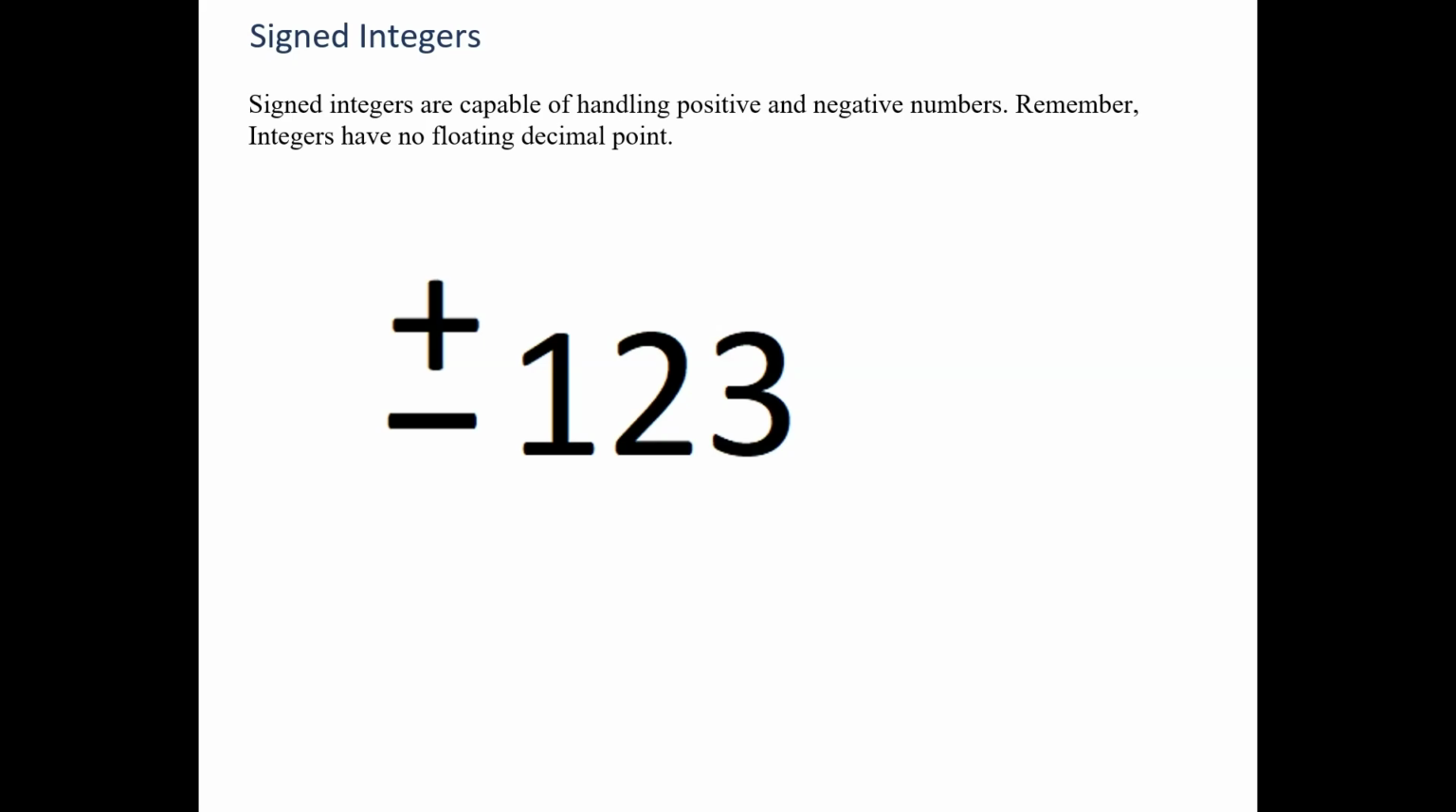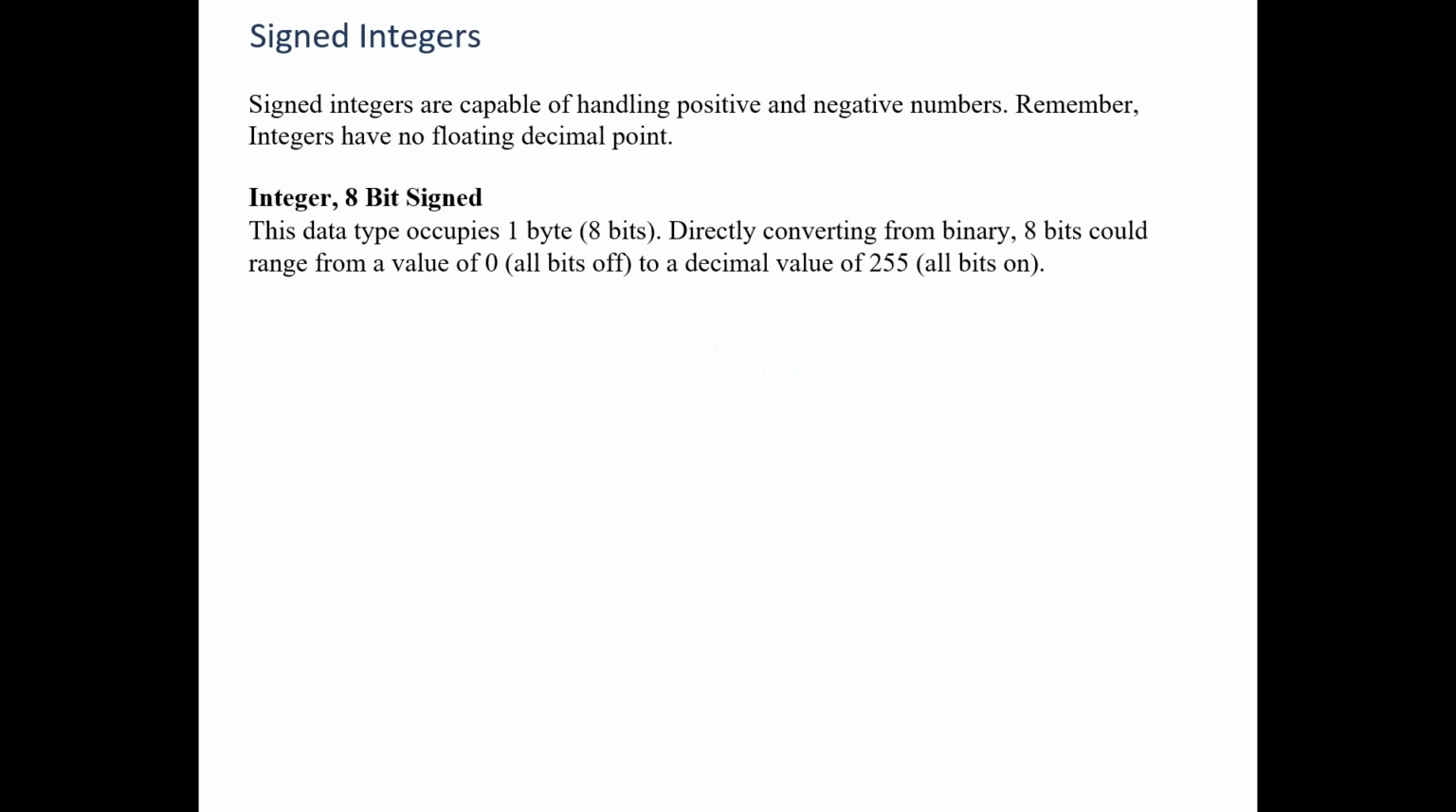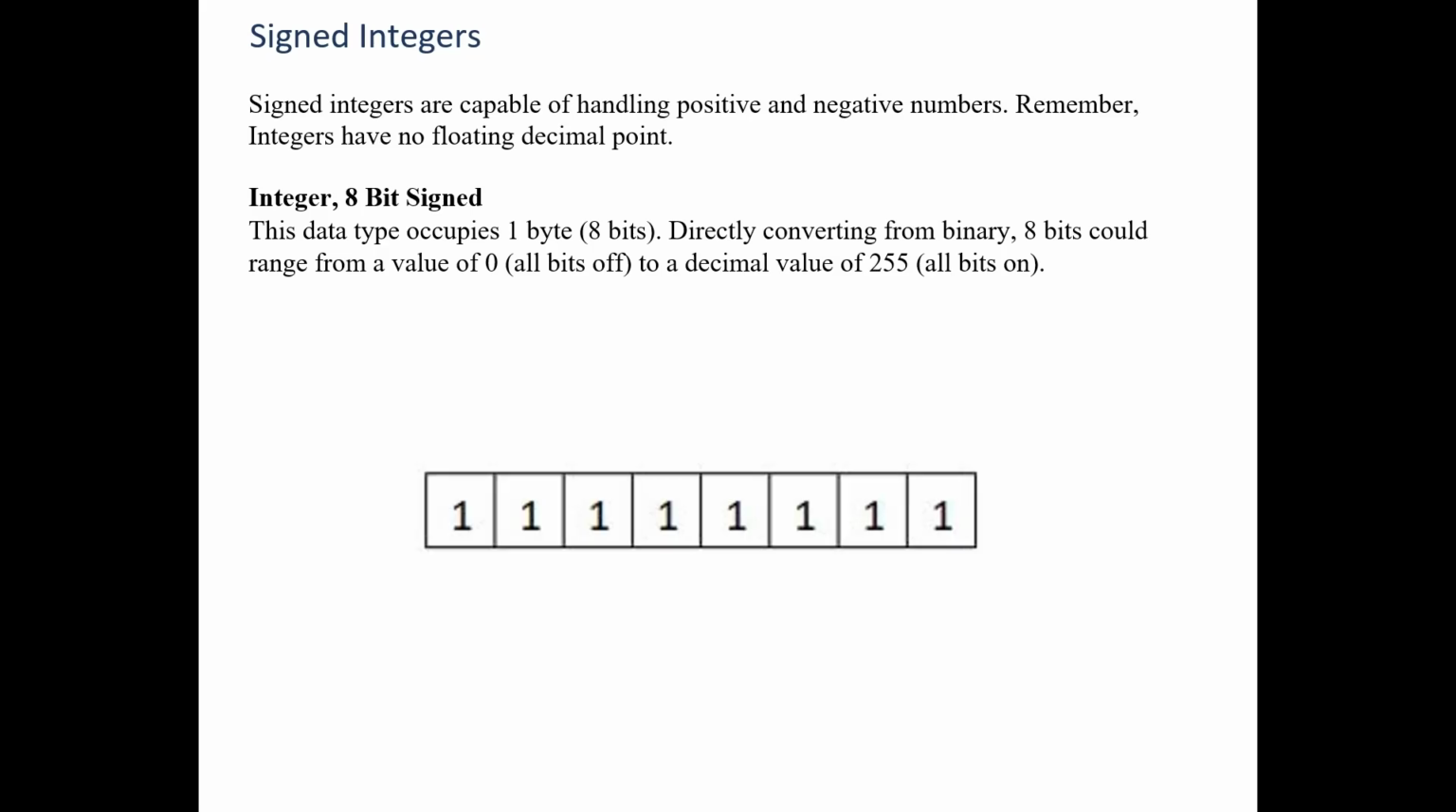We will take a look at how the signed integer is coded to handle numbers above and below 0. The range of numbers for the signed integer will be limited by how many bits are available in the data sizing. Let's look at an 8-bit signed integer. And we start off with 1 byte, 8 bits of data.